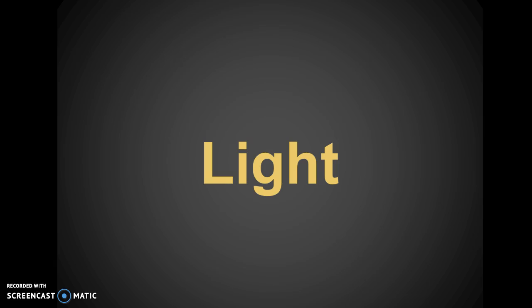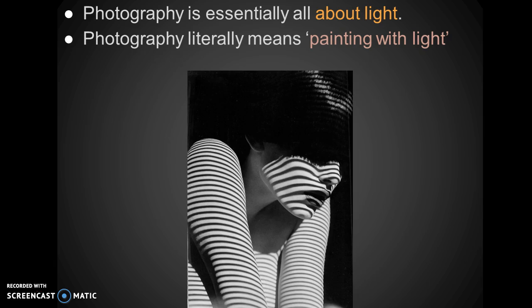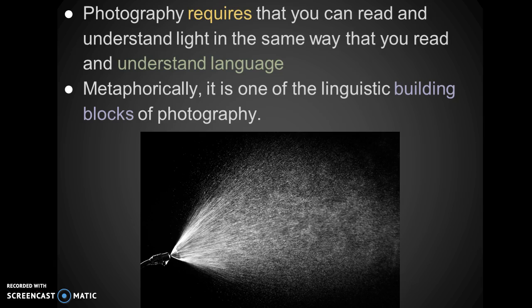The first attribute that makes up a great photograph is light. And you can read through the bullet points in the notes. These bullet points are to be summarized on the handout that I had just shown you. So you are to summarize each of the bullet points. So this bullet point, metaphorically, it is one of the logistic building blocks of photography. You do not need to write that whole line, but you should summarize it in a way that makes sense. So maybe say light is a logistic building block of photography.